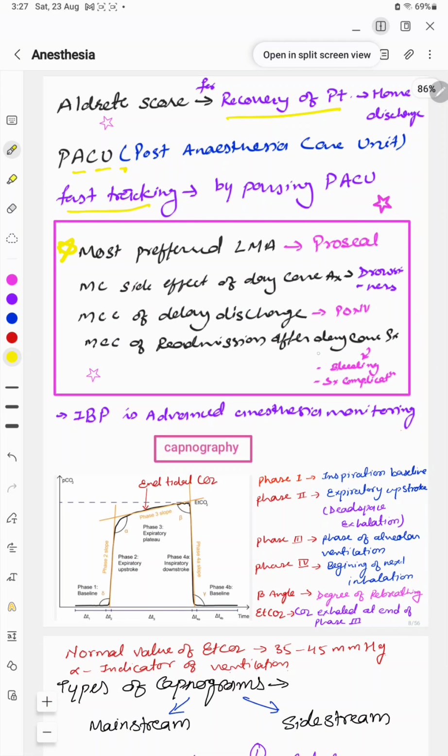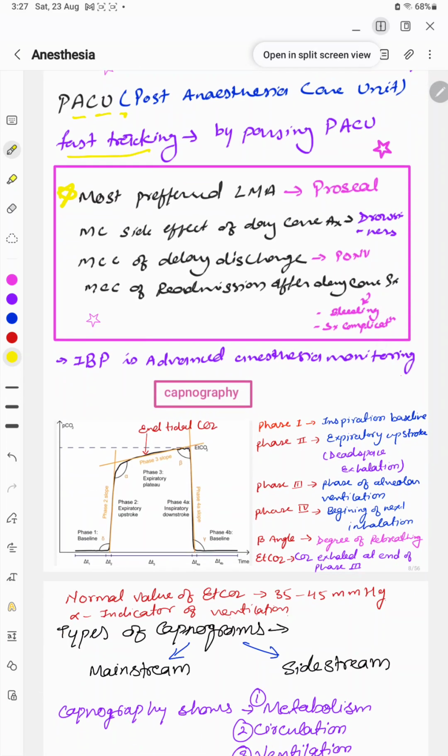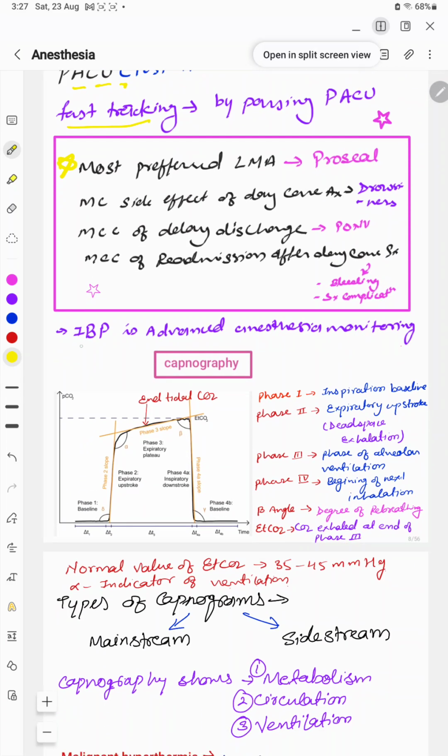Like the same after day of surgery. And what is IBP? IBP is an advanced anesthesia monitoring. What is IBP? Invasive blood pressure monitoring. This is not in general anesthesia monitoring. This is included in the advanced anesthesia monitoring.